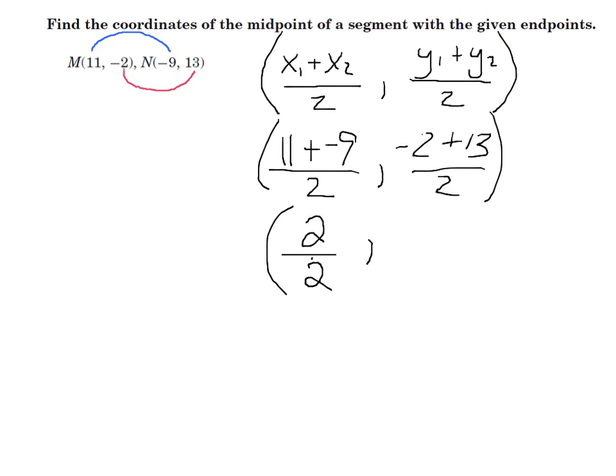And for my y's, negative 2 plus 13. I start out $2 in the hole. I add $13. That gives me $11. So I have 11 divided by 2. Now simplify these fractions. 2 over 2 is 1. And 11 over 2 is 5.5.